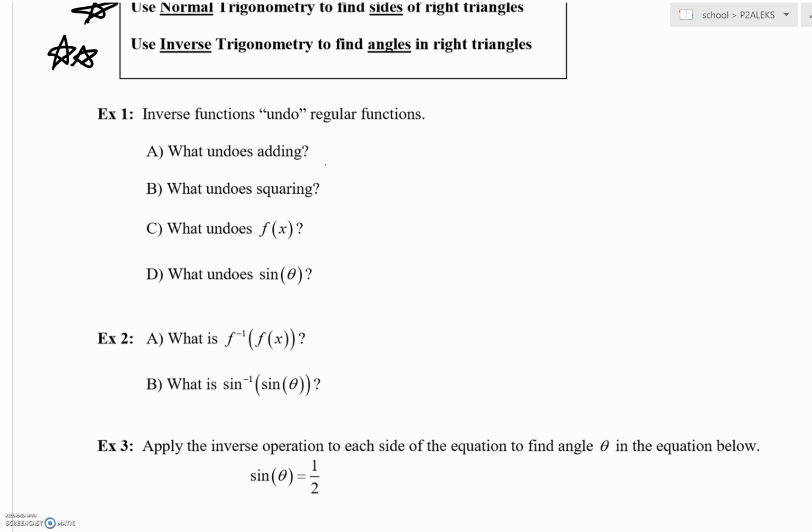What undoes adding? Subtracting, right? That would undo that. What undoes squaring? Square roots, right? If you had squared and someone said, hey, let's quickly undo that, take a square root. So the bigger question is, what undoes a function?